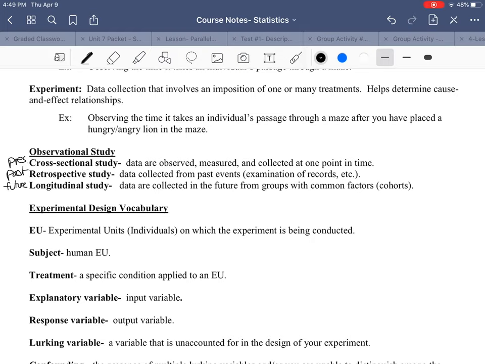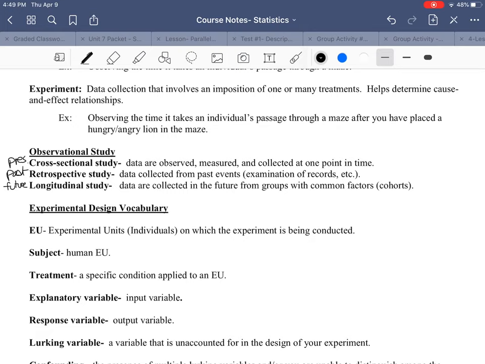which makes it a longitudinal study. And when you're talking about experimental design, you have the obvious things, experimental units, subjects, and stuff like that. Not obvious in that you should have known it already, but obvious in that once you read the definition, it's like, oh, okay, it makes sense.